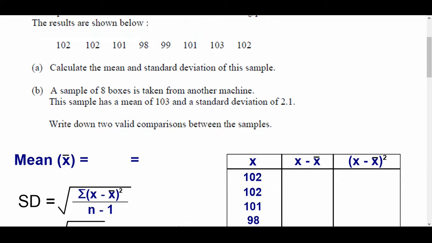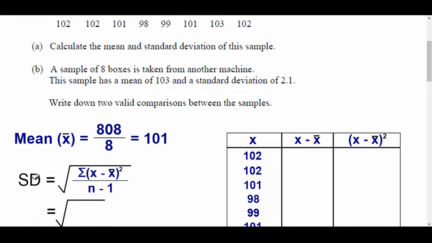So the mean is basically when you add them all up and divide by how many there are. The maths notation for this is x bar. You'll see that in the standard deviation formula in the formula sheet like this. So add them all up, you'll get 808, you've got a calculator, and divide by how many there are, which is 8, so 101.